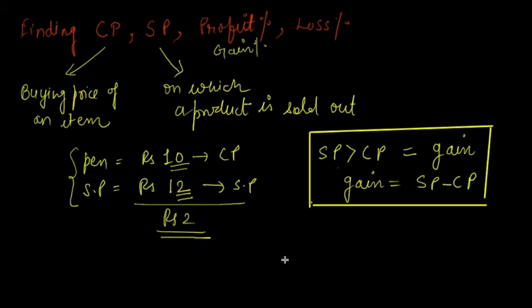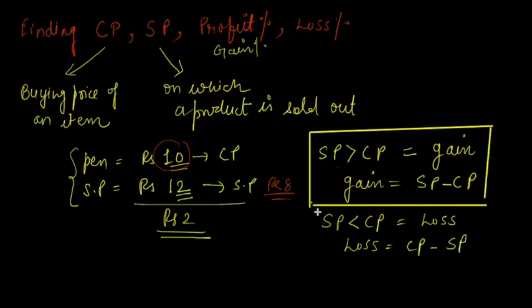And how do we calculate gain? SP minus CP. If we do the reverse of it, if I say selling price is less than CP, in this example, suppose the cost price was 10 and I sell it for rupees 8. So there will be a loss of 2 rupees, right? It means when selling price is less than the cost price, it is going to be a loss. And how do we calculate loss? CP minus SP. So these are two formulas which I am putting in the box, and you can note them down. When selling price is greater, of course it is a profit, it is a gain, and we calculate gain as SP minus CP. And when selling price is less than cost price, it is going to be a loss.